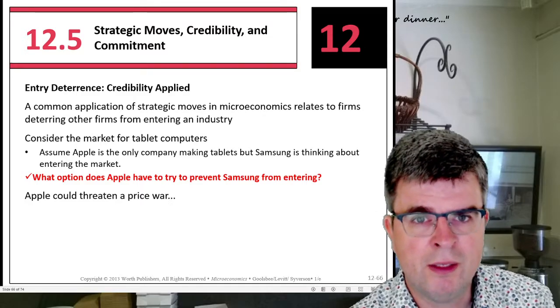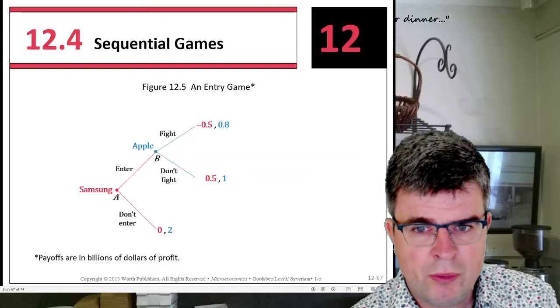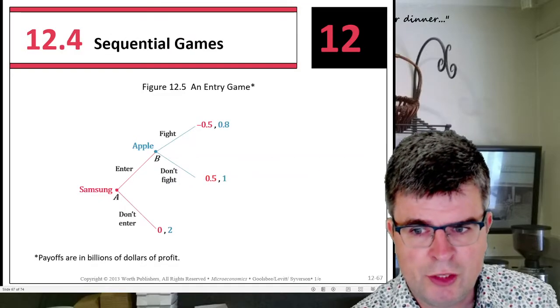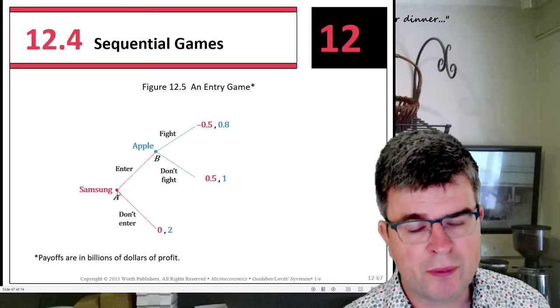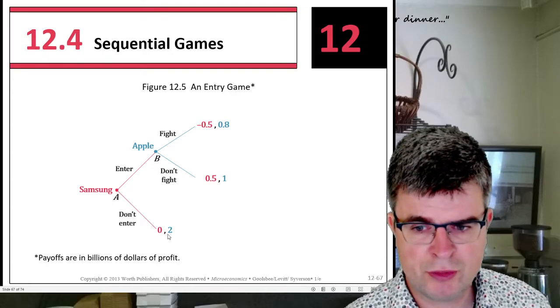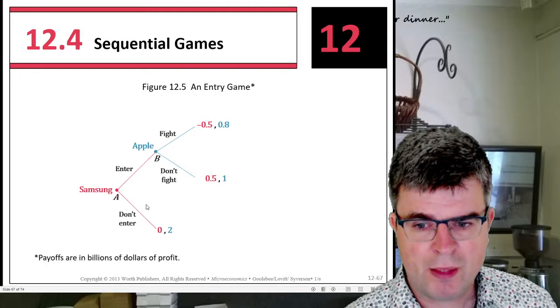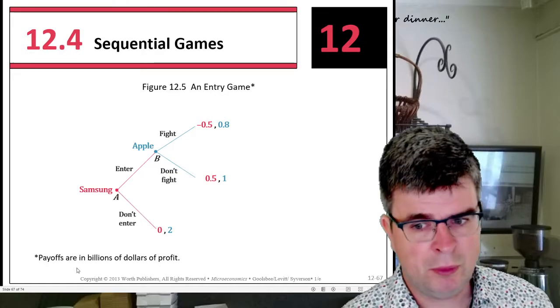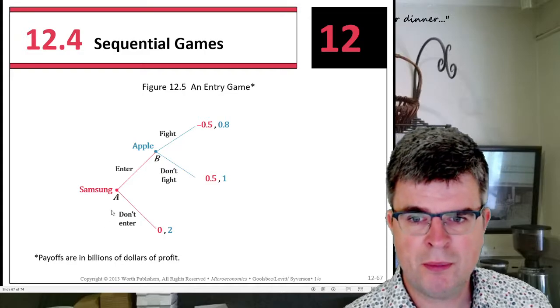Well, let's model it as a sequential game. So the entry game may look as follows. First, Samsung needs to decide whether to enter or not. If it doesn't enter, it will not earn any profits, and Apple will make some handsome profits of 2. 2 doesn't sound like a lot, but the 2 here denotes 2 billion, so that's a nice amount.